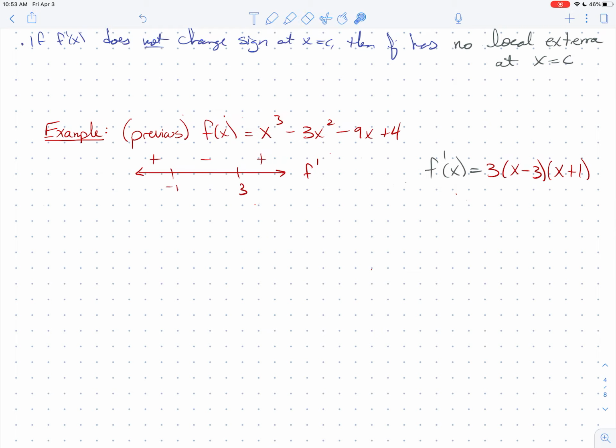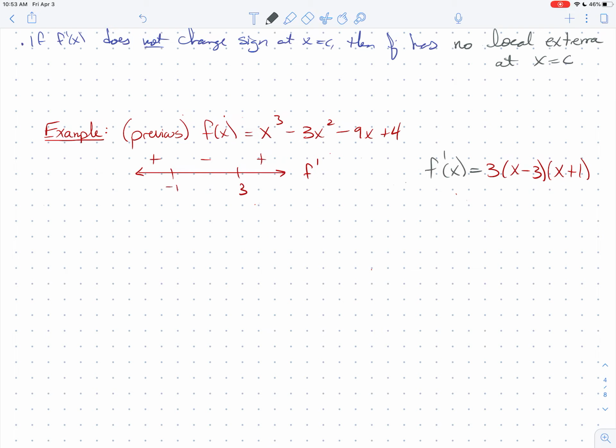So we wrote down this particular function, we took its derivative, we factored it, we came up with this number line for f prime. All of this is in one of the previous videos. And so the point is, with the increasing decreasing test, you can see that f is increasing from 3 to infinity and minus infinity to minus 1, and it's decreasing from minus 1 to 3. But the same work that you did for the increasing decreasing test also tells you a lot about local extrema.